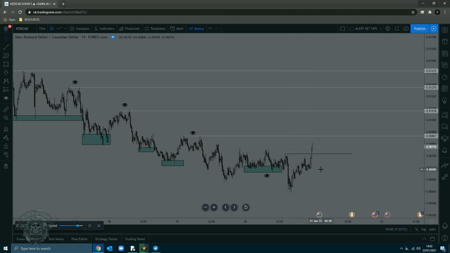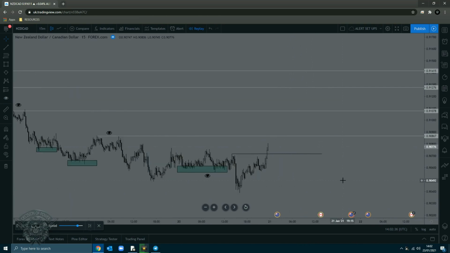Like I said in the previous videos, I like to see a little bit of structure before the break. It gives me an area where I could potentially be looking to get in. It also gives me an area where I can have a tight stop loss, so I'm not getting in the market and having a stop loss right below these lows. In this case, I'm going to zoom in a little bit more.